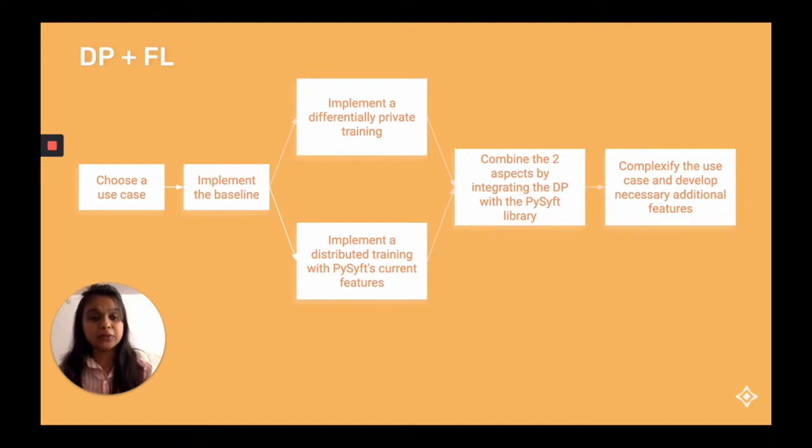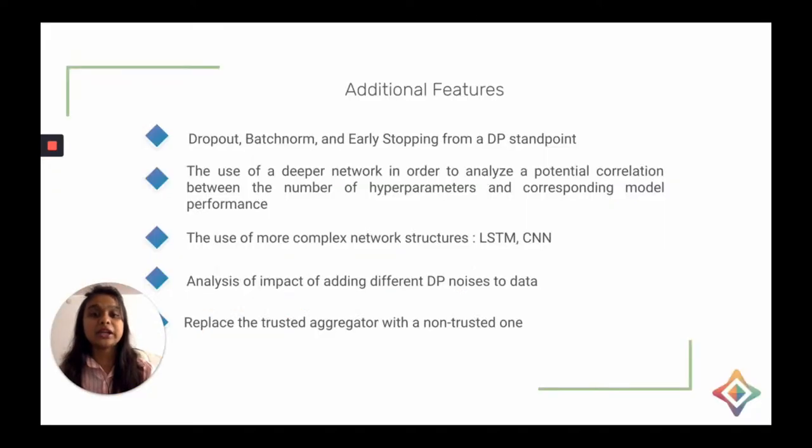Now, let's talk about how we can complexify the use case and develop necessary additional features. So our additional features include implementing dropout, batch norm, early stopping from a DP standpoint. Next, the use of a deeper network in order to analyze a potential correlation between the number of hyperparameters and corresponding model performance. Also, the use of more complex neural networks such as LSTM, CNN, etc. We can also analyze the impact of adding different DP noises to data. And finally, we can check how the model performance is going if we replace the trusted aggregator with a non-trusted one.